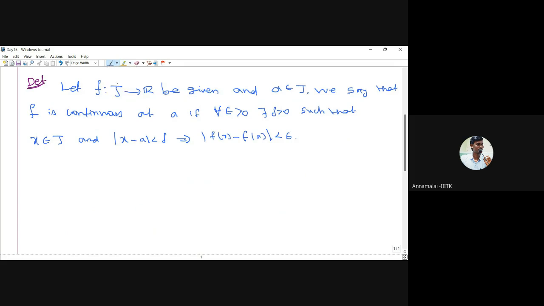So geometrically we can see, suppose we have a function. We take our J somewhere. Suppose this is J, our interval. We fix some point in J, we call that point A. Suppose A is here. And on this interval, we define a function, therefore we have a graph of the function. So this is a function f defined on this interval J.